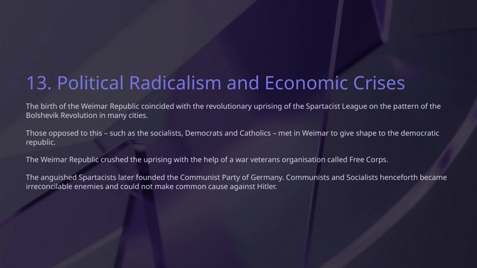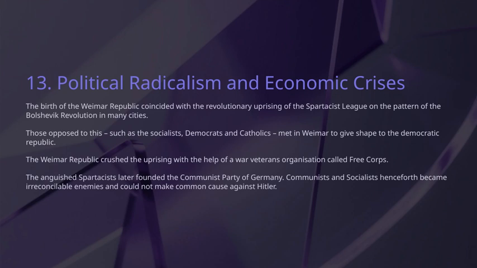However, not everyone was on board with that approach. Socialists, Democrats, and Catholics gathered in Weimar to shape a more moderate, democratic government, aiming to stabilize the country after the chaos. The uprising was eventually suppressed with the help of a paramilitary group called the Free Corps, which was mainly composed of war veterans.